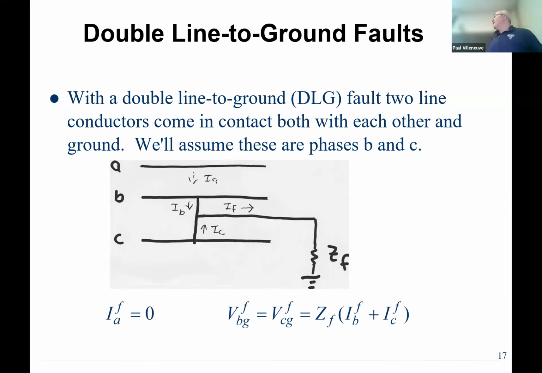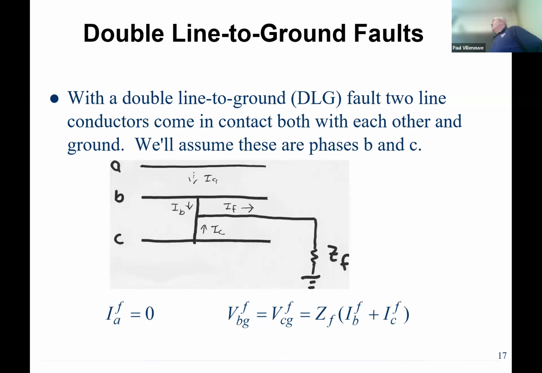My phase B and phase C are going to be the same voltage. That's what's important. That's why we can't have the impedance between the two. And how we can solve for those is they're going to be equal to, again, this is from reference, my fault impedance, whatever that turns out to be, multiplied by the sum of the currents.